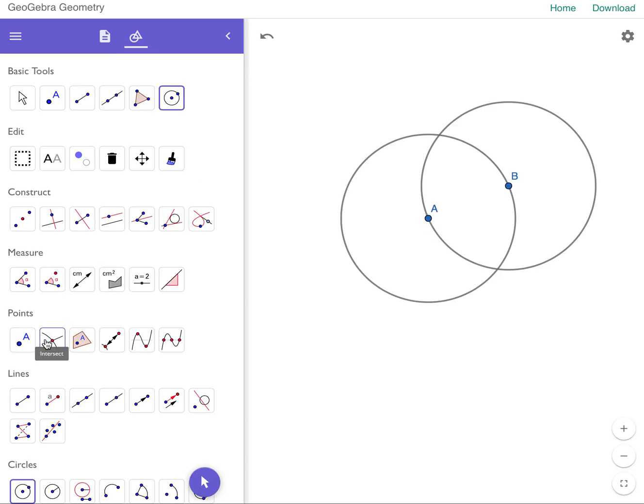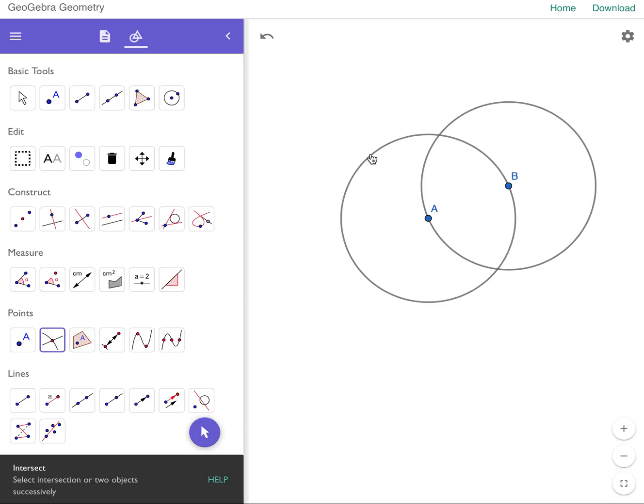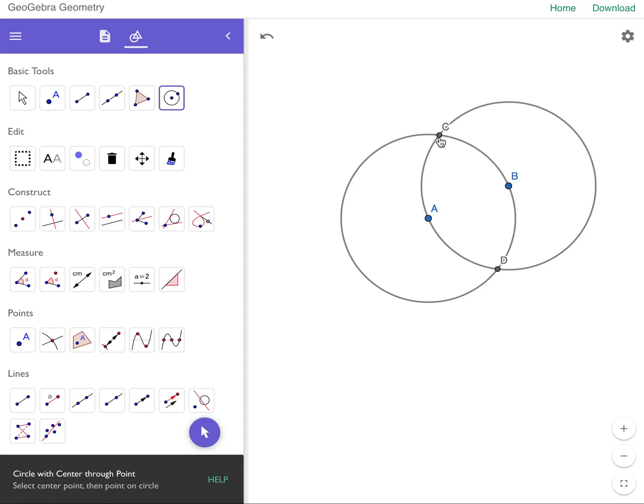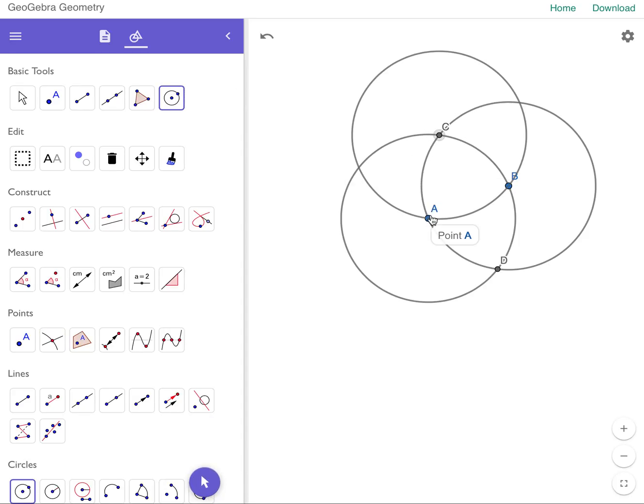Then I'm going to use my intersect tool to intersect these two circles. Now I've got points C and D. These are going to be 2 points on my hexagon. Now the next thing that we need to do is a circle with center C that goes through point A. So notice it also goes through point B.